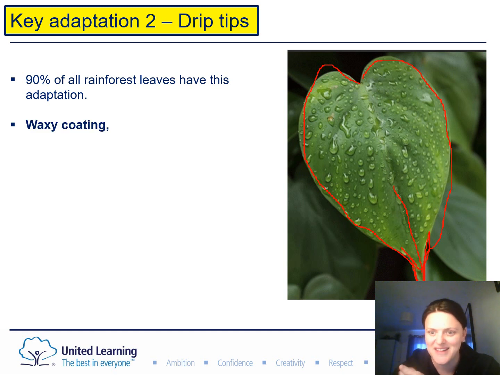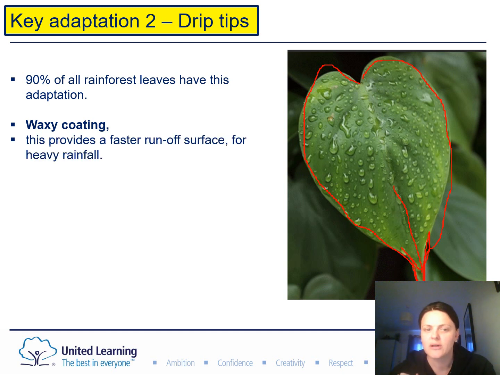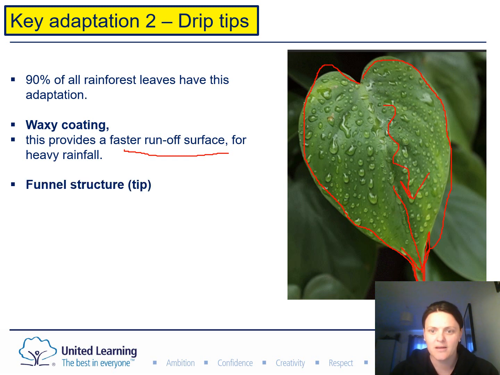They also have a waxy coating. Now, if you know something's waxy, it's really quite slippery and smooth. So they have that so that the water can run off of it quite easily. It can run off the leaf quite easily. It doesn't get attached to it. And the tip here is a bit like a funnel.